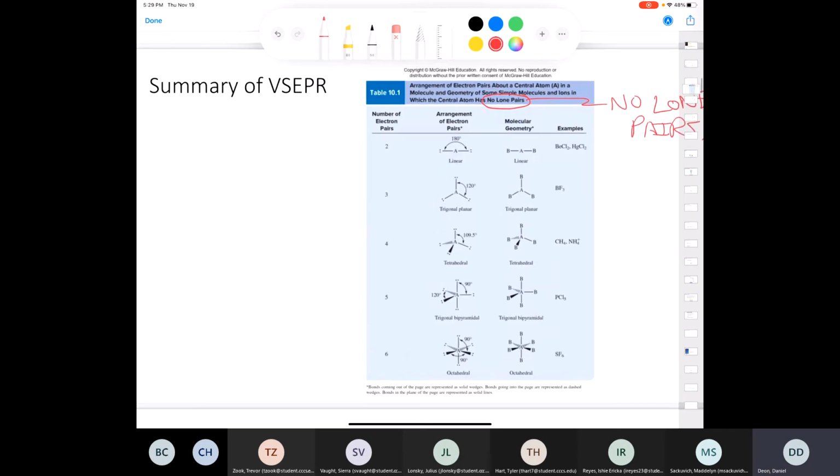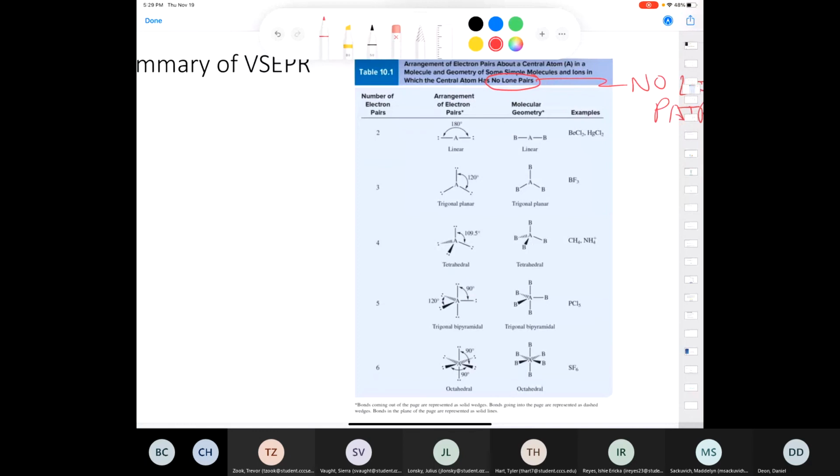All right, so if we have two bonds, it's going to have a linear molecular geometry and a linear electron geometry. If you have three bonds, it's going to have trigonal planar. Four, it's tetrahedral, bond angles are all 109.5. You have five, then you have the trigonal bipyramid. You got bond angles of 120 and 90. And if you're surrounded by six atoms, then you have the octahedral shape, and all the bond angles will be 90 degrees. There we go.